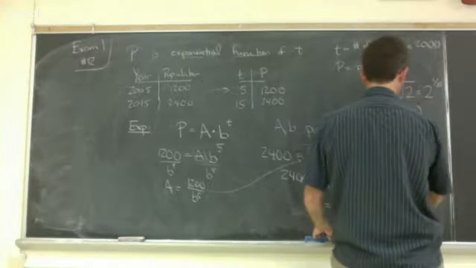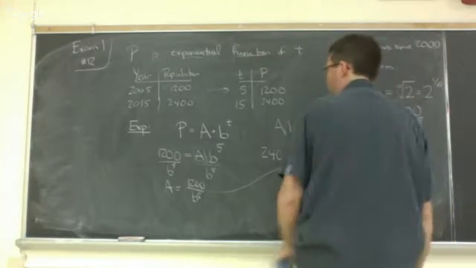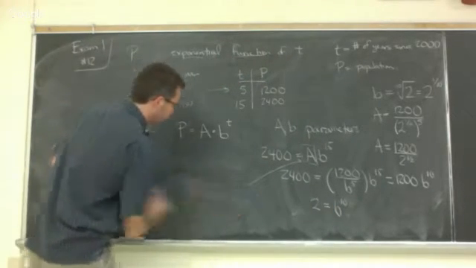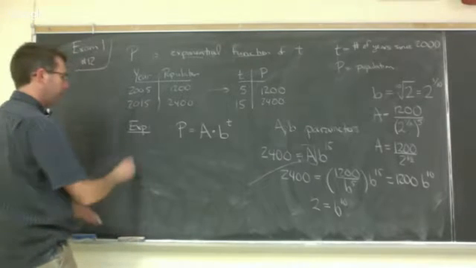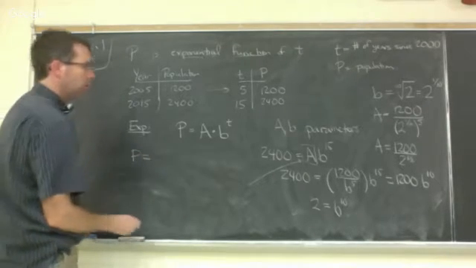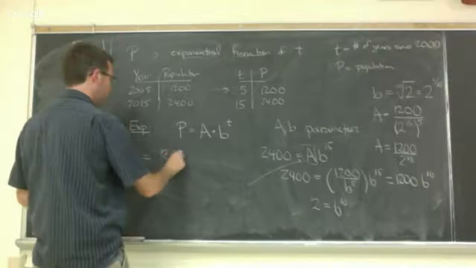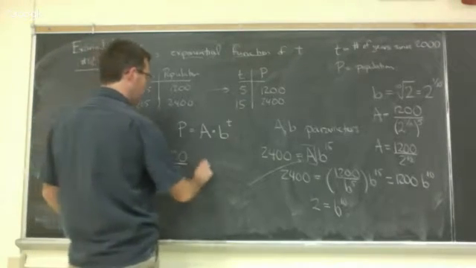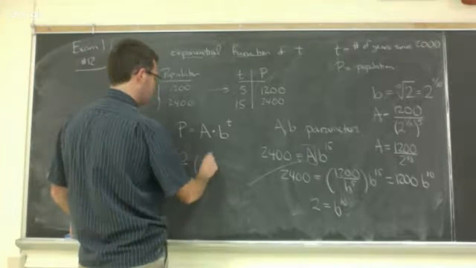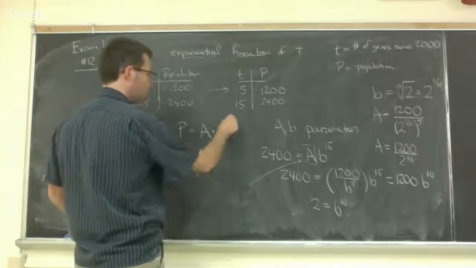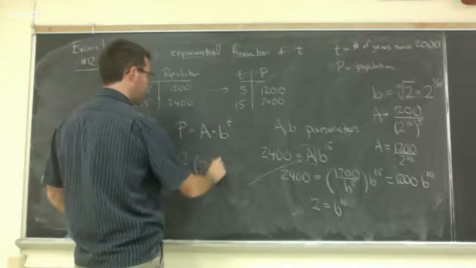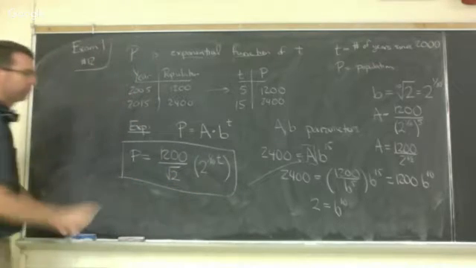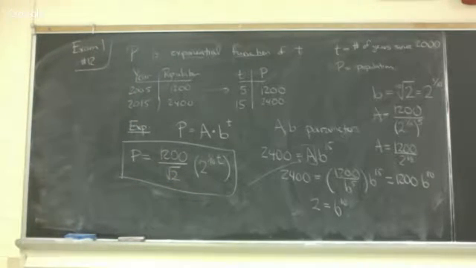Okay. So that gives me my final formula. My P is going to be 1200 over the square root of 2 times 2 to the 1/10 to the t. I can just multiply that out there. Or, 2 to the t over 10.